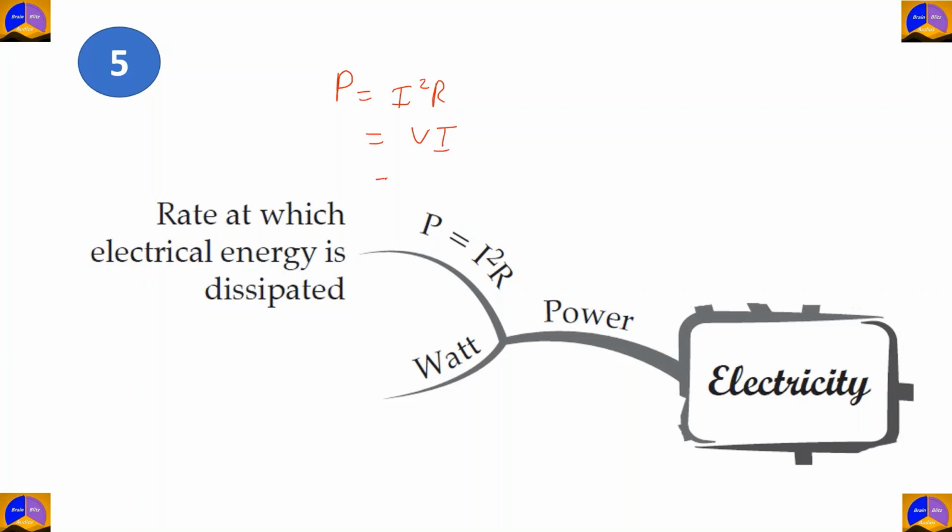VI, V square by R, etc., where I stands for the electric current, V stands for potential difference, and R stands for the resistance of the wire. Power is defined as the rate at which electrical energy is dissipated. This definition is specific to electric power, and we measure power using the SI unit watt, which is named after James Watt, who invented the steam engine.